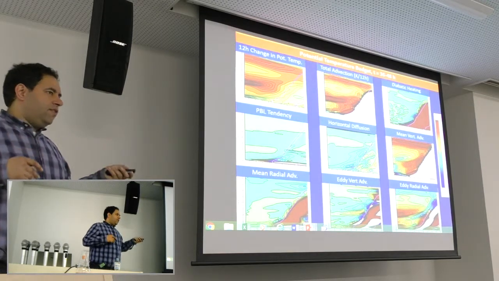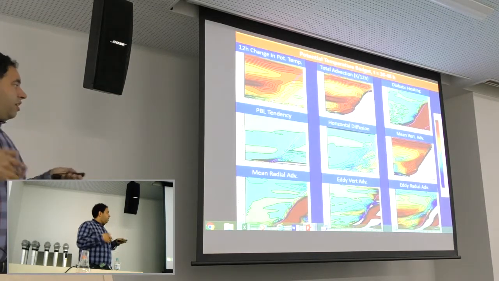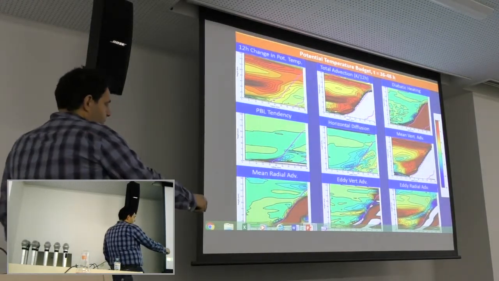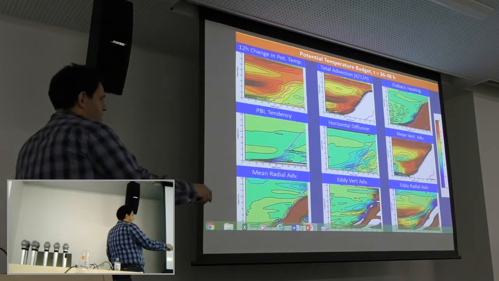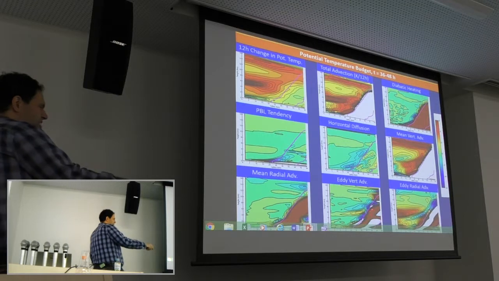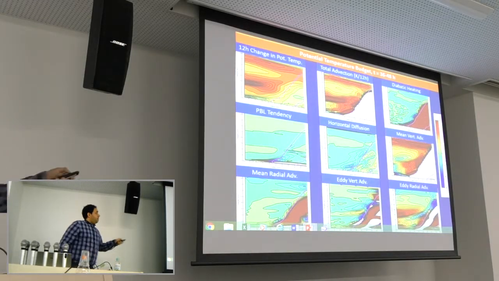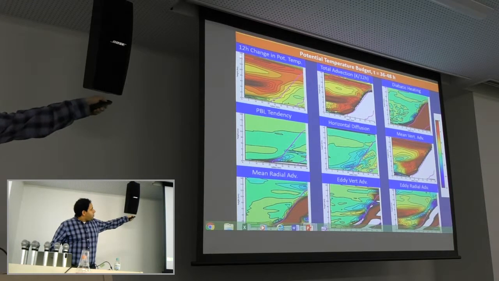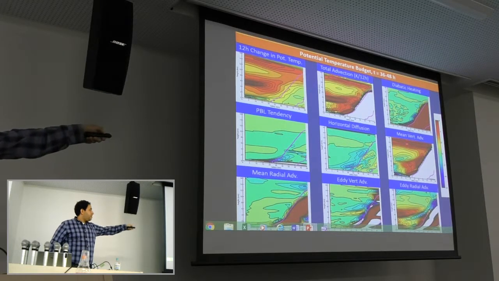But still, it's relatively small, and in the interior of the eye, near the center, it's still negligible. So this isn't an important contributor at this time. Mean radial advection is still very small in the eye. Eddy vertical advection is small in most of the eye. And again, to emphasize, there's a significant tendency from the eddy radial advection warming the mid-level eye. But the upper level warm core that's forming is due entirely to descent.